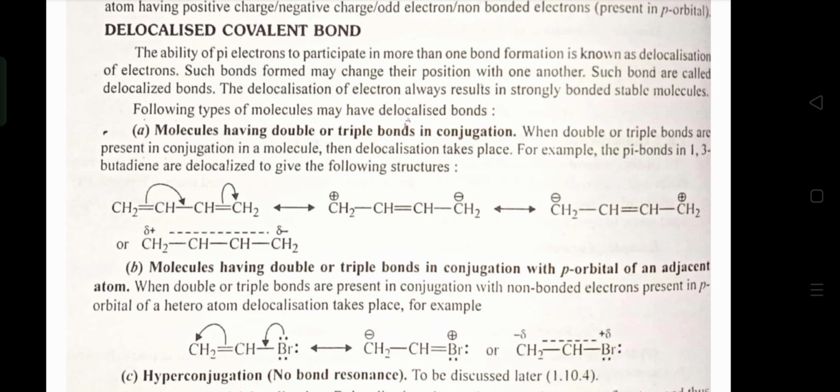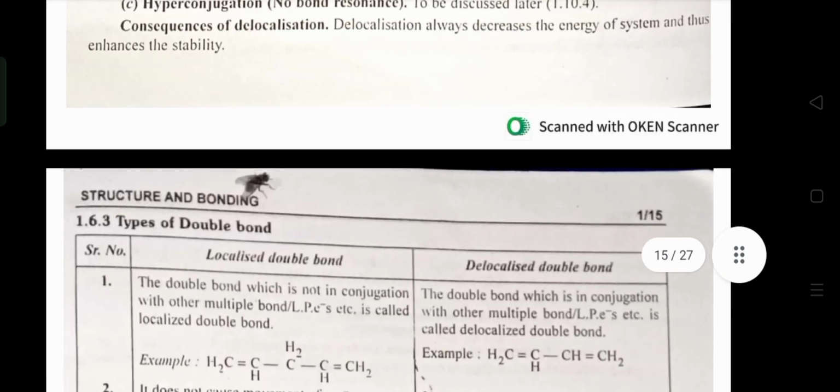Such a bond formed may change their position with one another. Such bonds are called delocalized bonds. The delocalization of electrons always results in a strongly bonded, stable molecule. The following types of molecules may have delocalized bonds. First, molecules having double and triple bonds in conjugation. Second, molecules having double and triple bonds in conjugation with the p orbital of an adjacent atom. Third one is hyperconjugation.